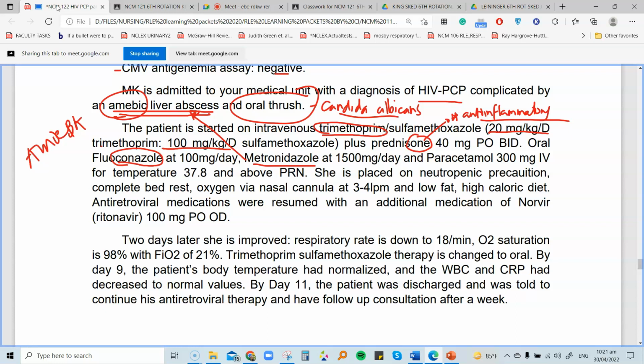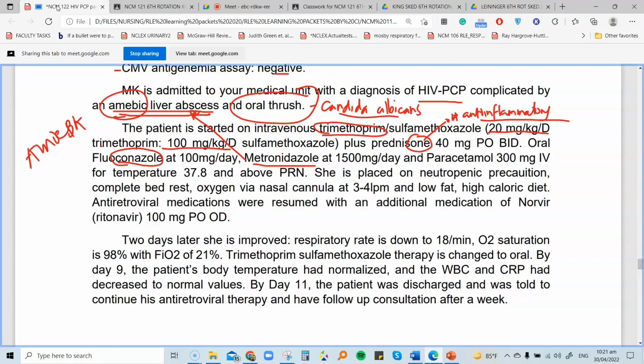Kahit sabihin natin na hindi, low grade lang naman 37, 38, hindi pa yan masyadong mataas. It's actually your low grade fever. But paracetamol is given to this patient because there is really your hyperthermia. Okay. Next, your patient is placed on neutropenic precaution. What is neutropenic precaution? Guys, what is neutropenic precaution?